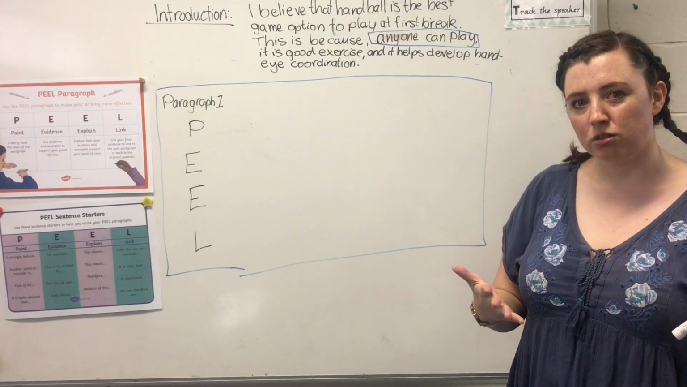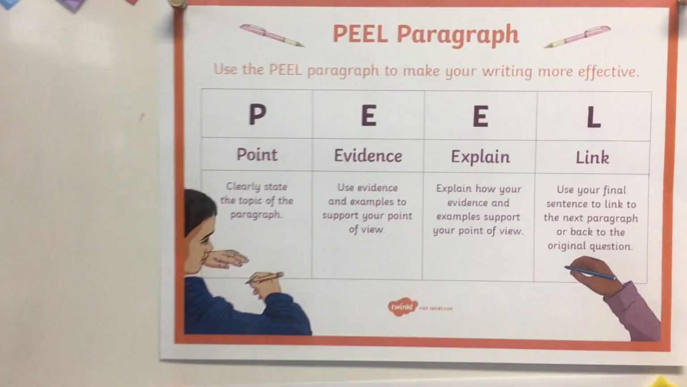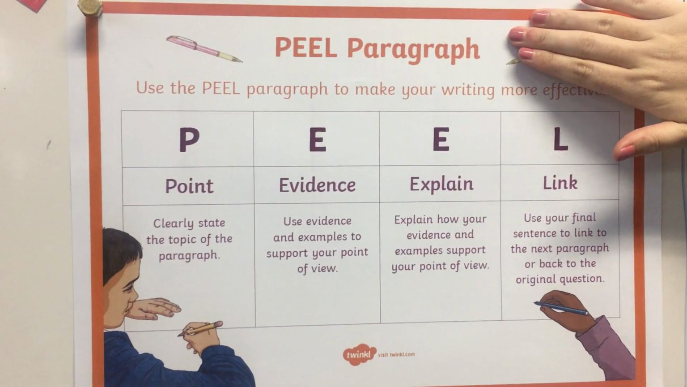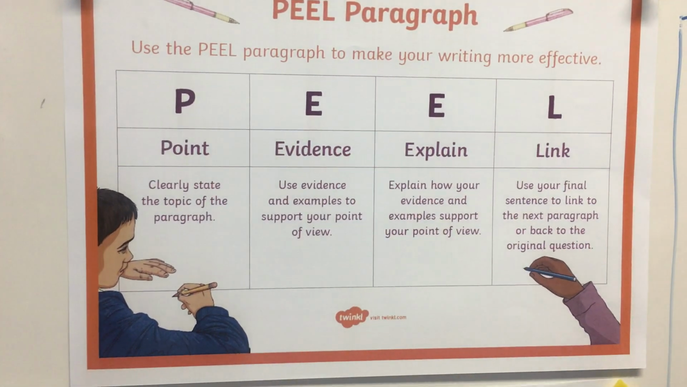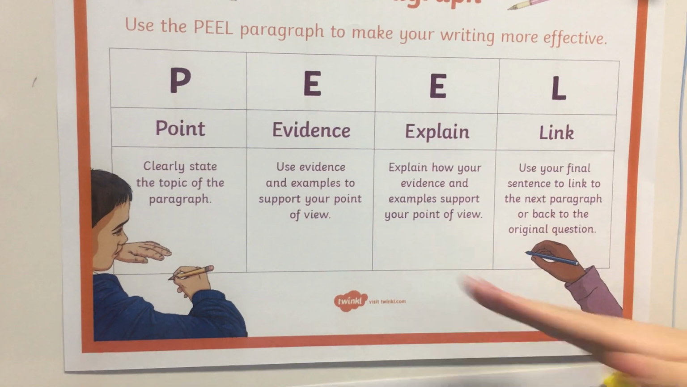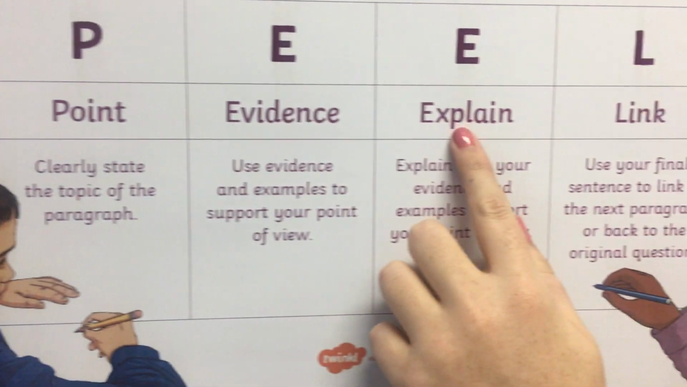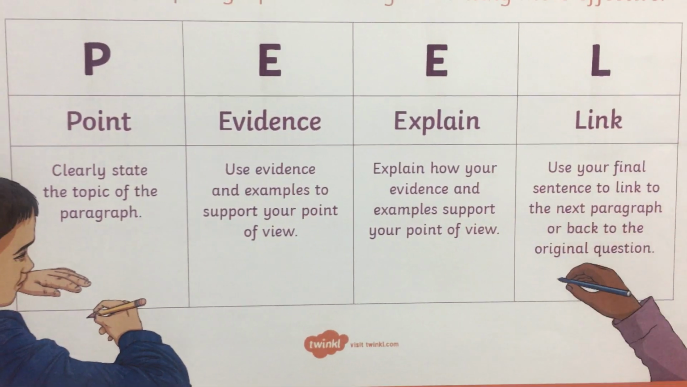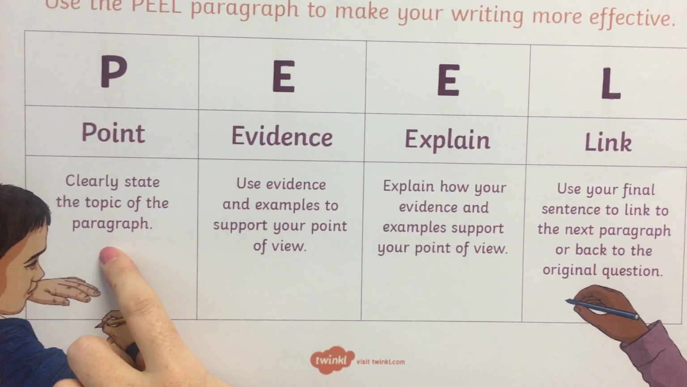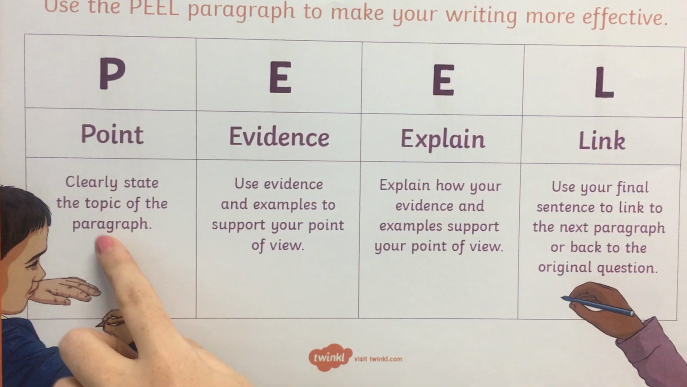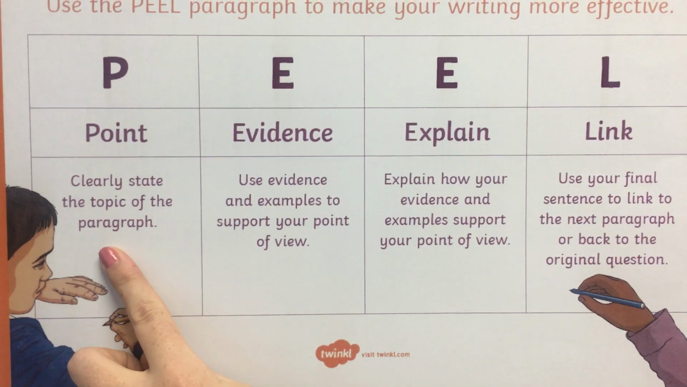So let's come over to this chart over here. When we're talking about paragraphs in persuasive writing, we call it a PEEL paragraph. And that just means that we use the letters P, E, E, L to help us with which sentences we should have in there. So PEEL stands for point, evidence, explain, and link. And you might remember that from the actions that I got you to do a couple of weeks ago. The point for P means that we need to have a sentence that says what the point of our paragraph is. It clearly states the topic of the paragraph.